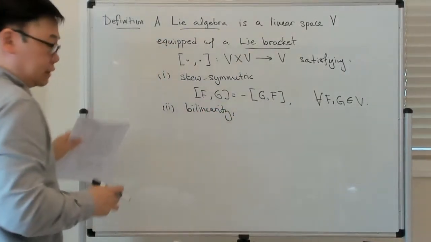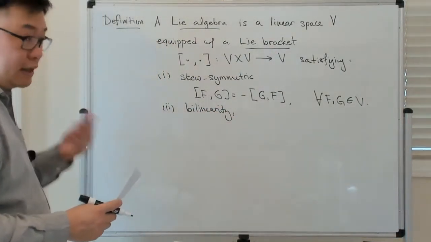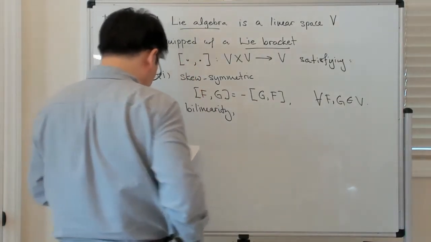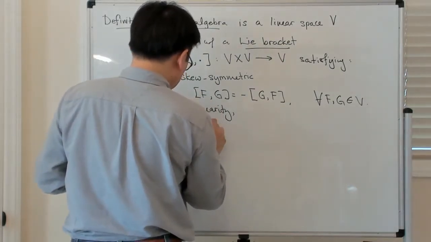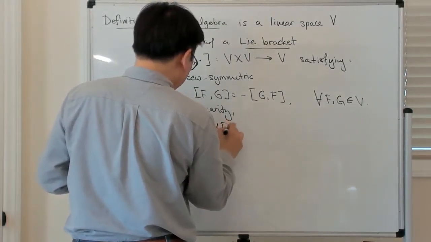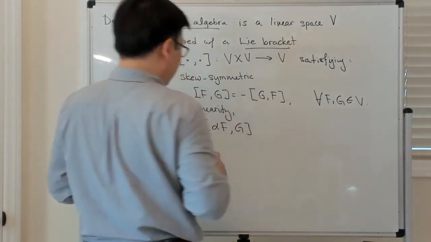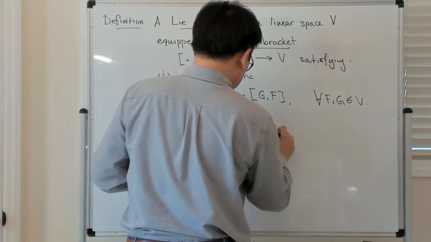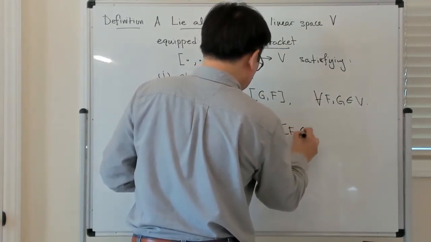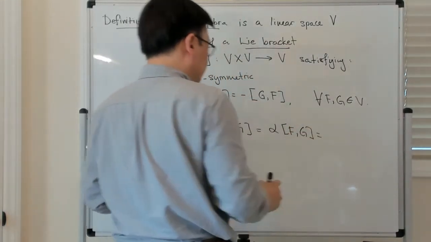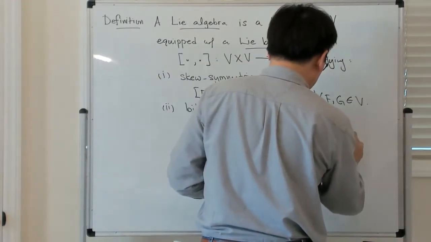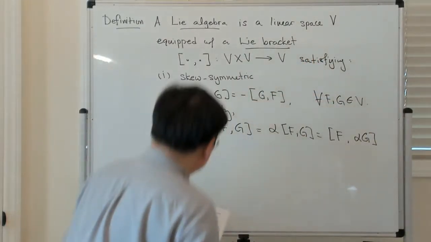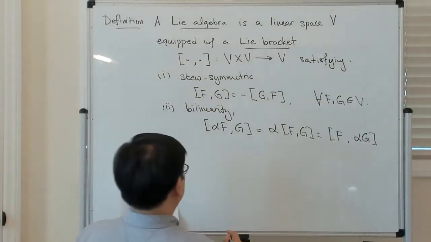Basically bilinearity just means that it's linear in each of the slots. So what that has to mean is that if you take the bracket of alpha f and g, that's equal to alpha times the bracket of f and g, and this also has to be equal to the bracket of f and alpha g. So that's one of the properties of linearity.